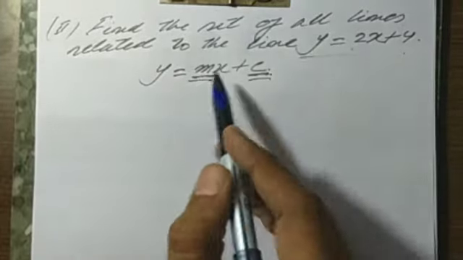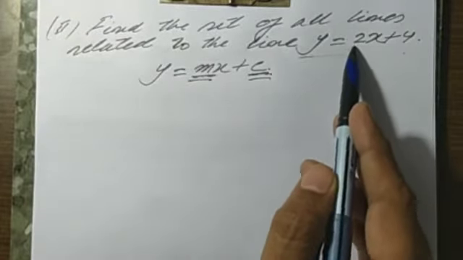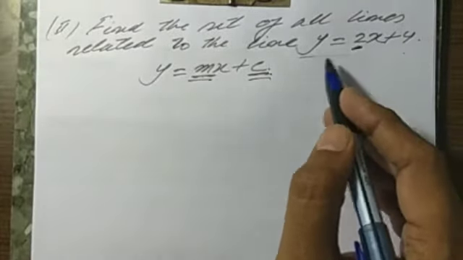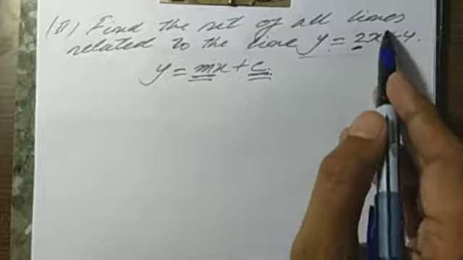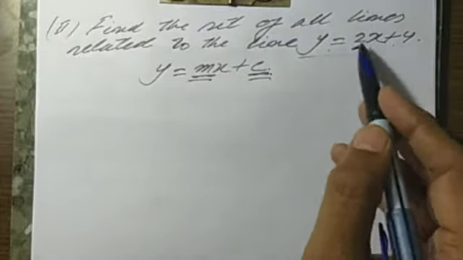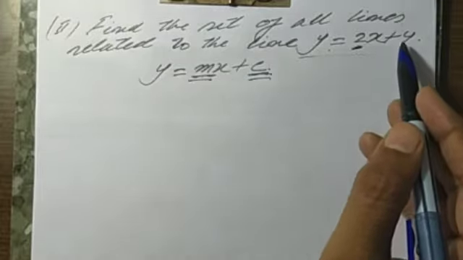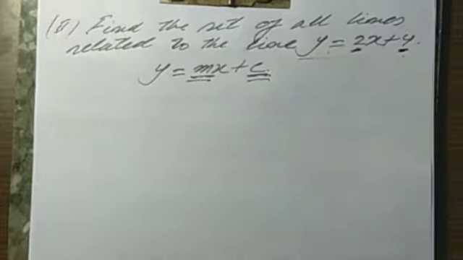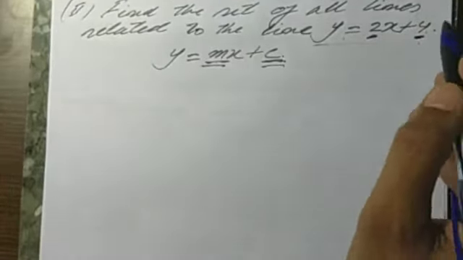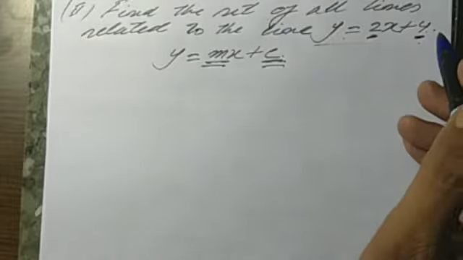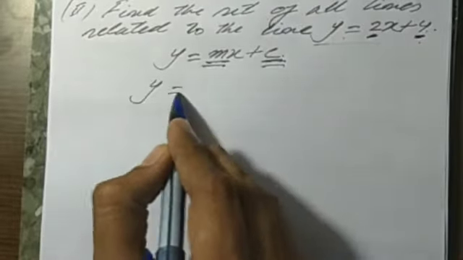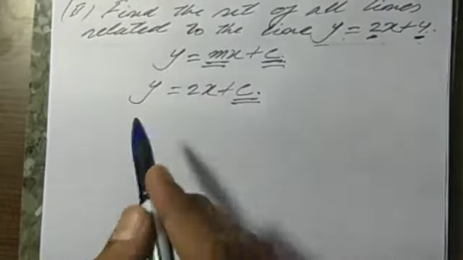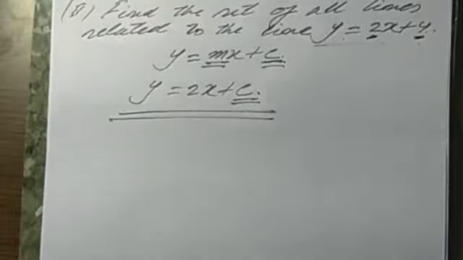So in place of m there is 2, so 2 is the slope of this straight line, and every straight line whose slope is 2 will be related to this straight line. So there will be no difference in this term, that must be 2x. Yes, it can have any intercept on the y-axis, so this term will be different and it can be any real number. So we may replace 4 by any arbitrary term, say y = 2x + c, where c may be any real number. The set of straight lines is given by this equation y = 2x + c.